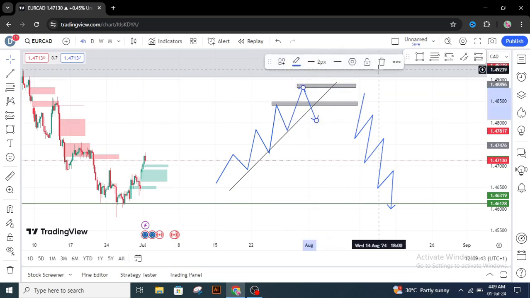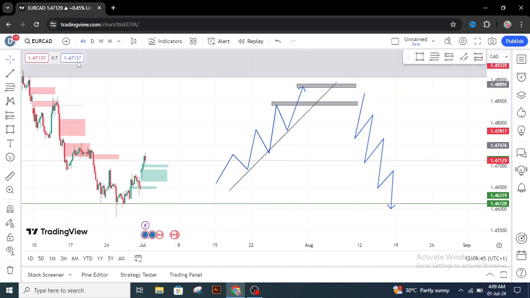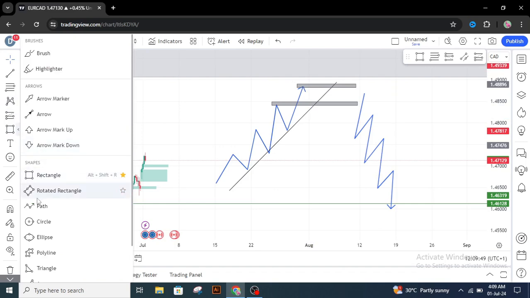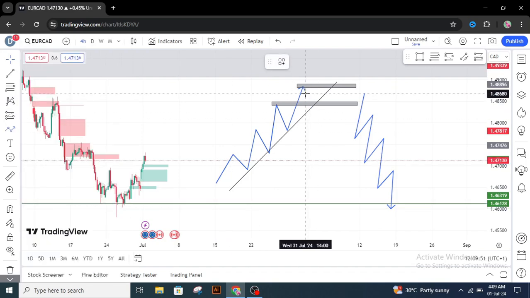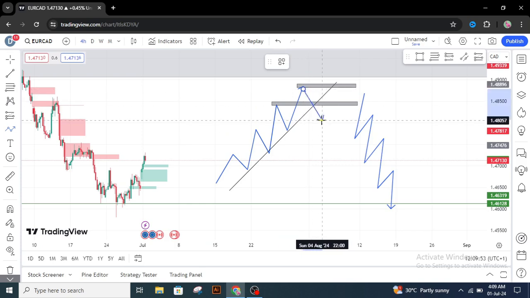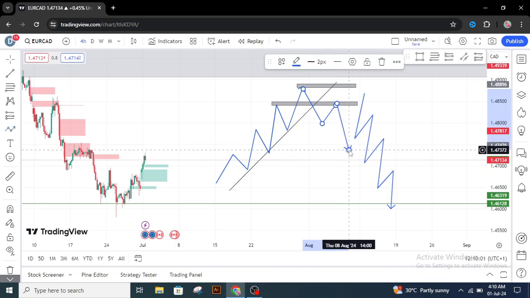Let me remove this so that I can show you. So this is what you are going to see. You are going to see something like this. Let's say the price retraces down here, something like this, before we have this downward move.